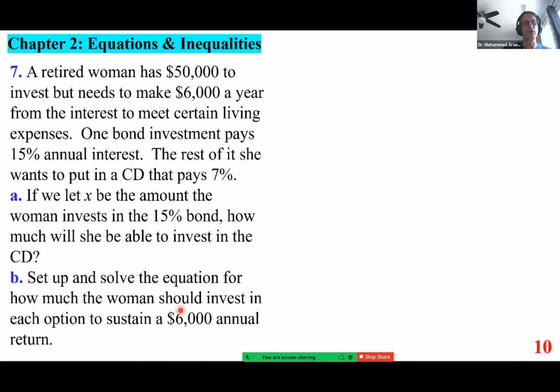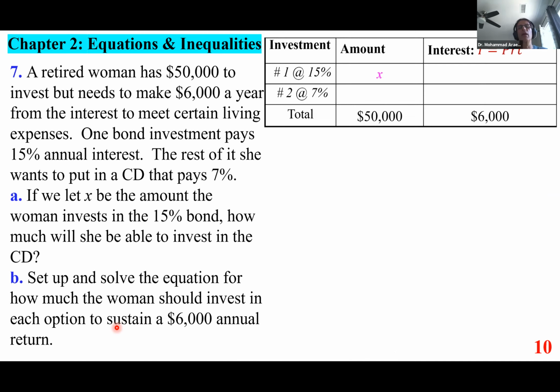The second part says, set up and solve the equation for how much the woman should invest in each option to sustain a $6,000 annual return. It's important to set this up properly. In essence, this is also a class of problem really known as a mixture problem. So let's see what we have.